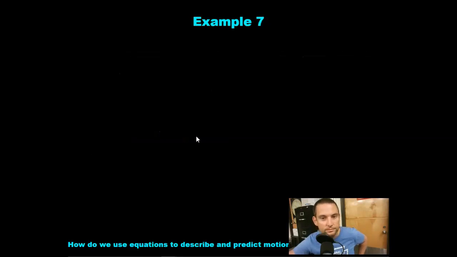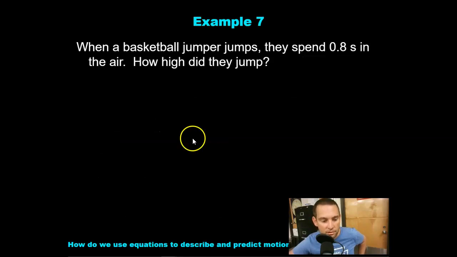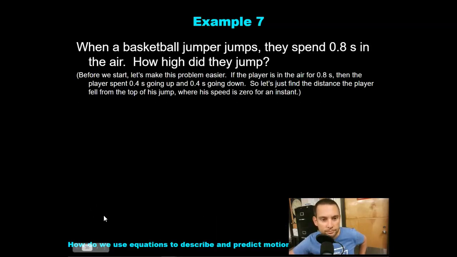Much smaller. Example 7. How much time? When a basketball jumper jumps, they spend 0.8 seconds in the air. How high did they jump? Going to make this problem easier. If the player's in the air for 0.8 seconds, then the player spent 0.4 seconds going up and 0.4 seconds going down.